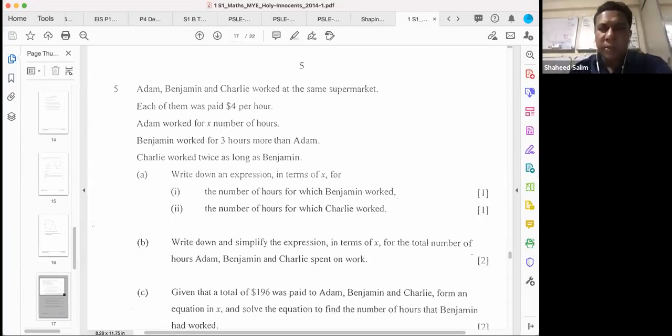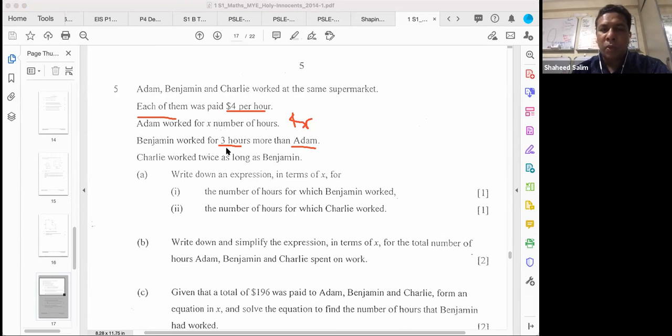So now there are three persons, Adam, Benjamin, Charlie. They work at the same supermarket. Each of them is paid $4 an hour. Benjamin worked 3 hours more than Adam. Adam worked X number of hours. So 4 times X, he got paid 4X, right? This one is clear.